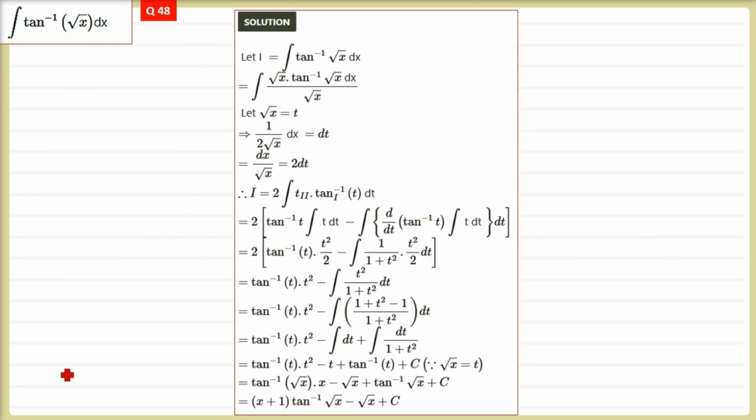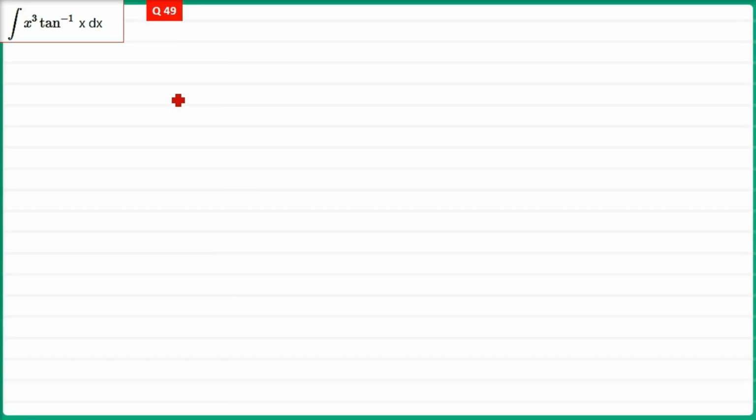Okay, this is the reference in front of you. Alright, I hope you'll be able to do this by yourself. Any problem, let me just know. We can do it again. x cube tan inverse x will be done in the later discussion.